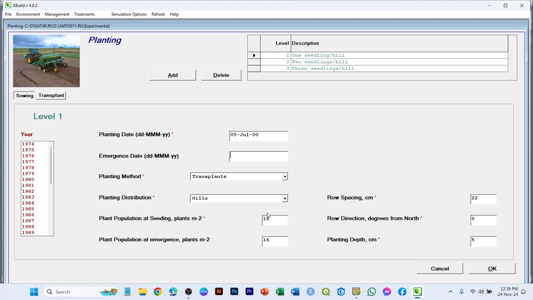And what is the row spacing? Might be 30, might be 20, might be 10. It's up to your experiment. Okay? You have to put over there row direction, degrees, no. Planting depth, almost 5 centimeter. In centimeter. Okay? Understand? Yes.